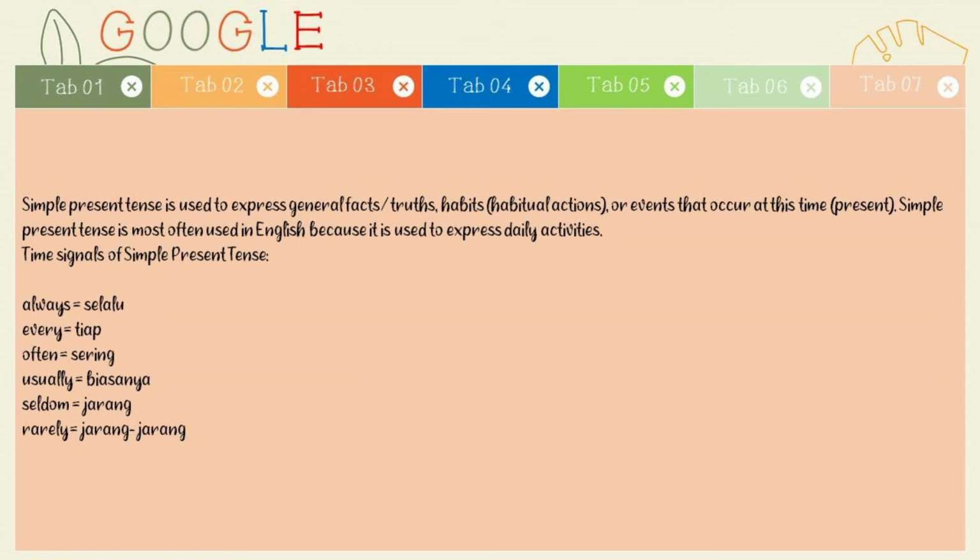Simple present tense is used to express general facts and truths, habits or habitual actions, or events that occur at that time. Simple present tense is most often used in English because it is used to express daily activities. Time signals of simple present tense: always is selalu, every is setiap, often is sering, usually is biasanya, seldom is jarang, rarely is jarang-jarang.